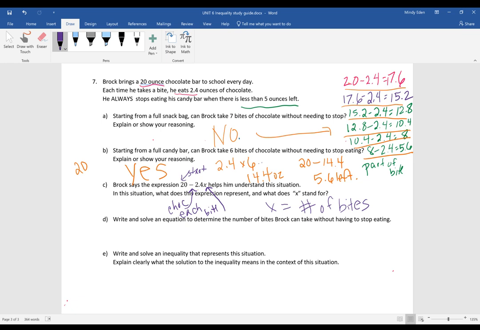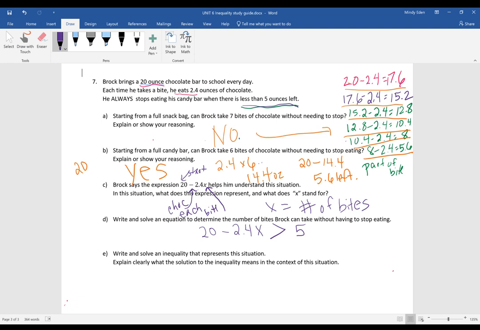All right, so part D. He says, write and solve an equation to determine the number of bites he can take without having to stop. So this is how much chocolate I'm eating. I've got 20 ounces, and then I take off 2.4 each time I take a bite. And I know I'm going to stop when there's less than 5 ounces left. So 5 is going to kind of be our minimum where we stop. And so I want the amount of chocolate to be more than 5. I want 5 to be the smallest.